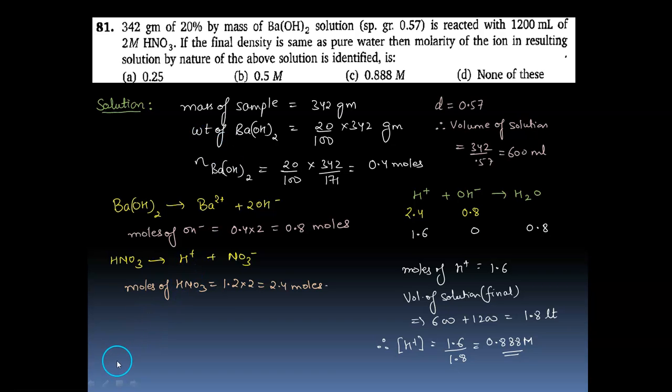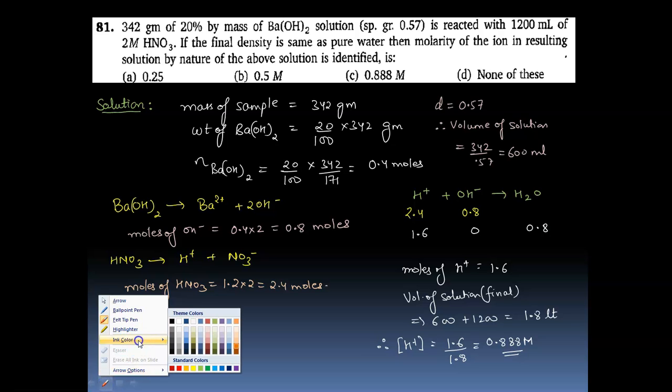In this question, it is said that 342 grams of 20% by mass barium hydroxide solution with specific gravity 0.57 is reacted with 1200 ml of 2 molar HNO3. If the final density is the same as pure water, then find the molarity of ions in the resulting solution. Now we will have to do the question like this.